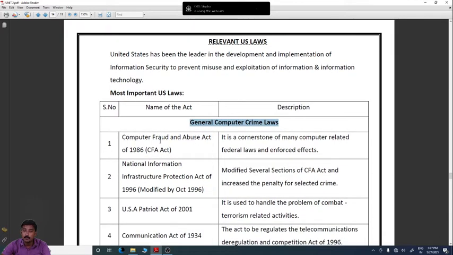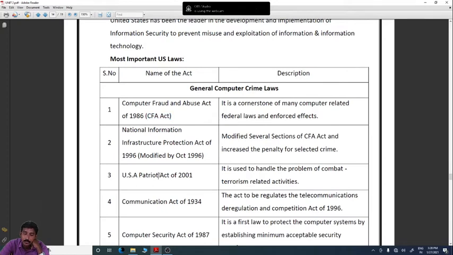The first one is the Computer Fraud and Abuse Act of 1986, in short the CFA Act. It mainly focuses on computer-related federal laws and enforcement effects: if a crime happens, what actions are possible. The next one is the National Information Infrastructure Protection Act of 1996. It modified some provisions of the CFA Act, and for some actions it increases the penalty.